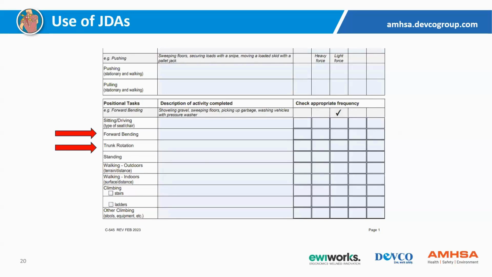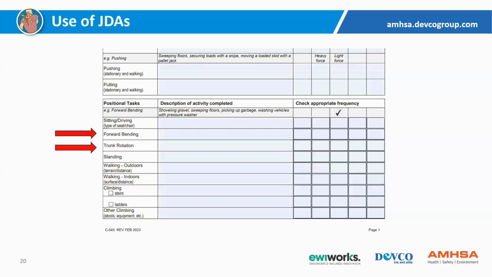If we go to the next page here, this is talking about more positional, so what kind of body postures we're in. Anytime we are bending forward or we've got trunk rotation, so we're twisting, the further we get out of a neutral posture, even if we aren't lifting an object, we are still supporting the weight of our torso. So if we lean forward, our lower back is supporting the weight of our torso and our arms and anything else that we happen to be carrying. So whether we're carrying something or not, we're still supporting the weight of our body.